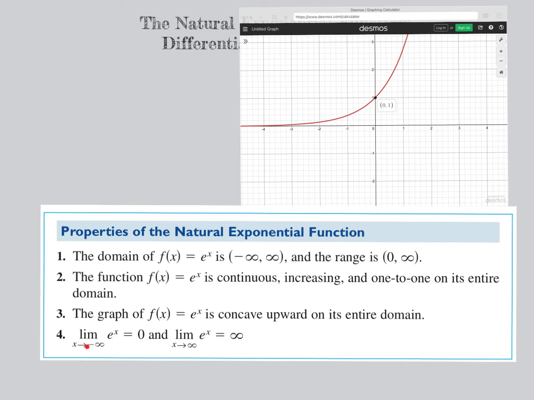And then this is something we talked about as well, the end behavior. As x goes to negative infinity, our output approaches 0. And then as x approaches positive infinity, our right end behavior, our function goes and approaches infinity.